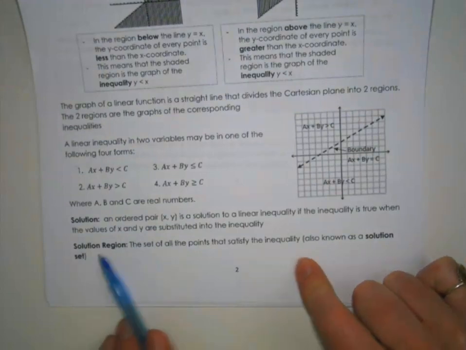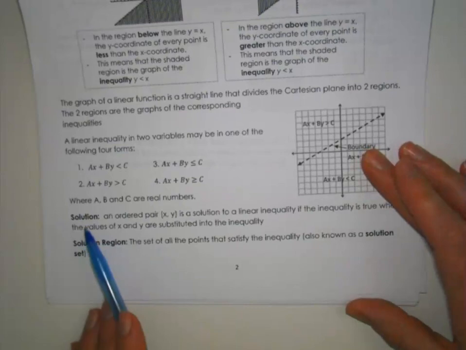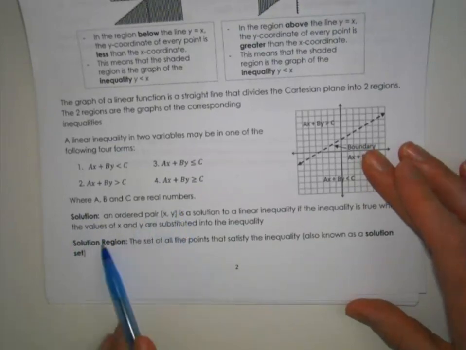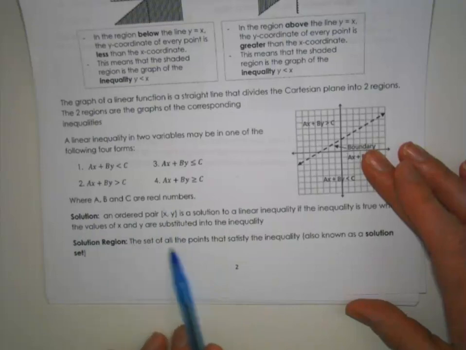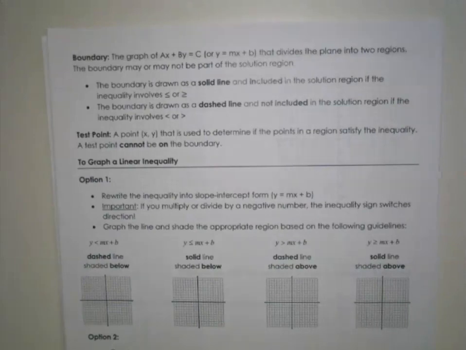Well, sorry. And there we go, right in the vocab. So maybe we should have been a little more clear with that. But basically, the solution is the actual points. The solution region is that shaded area where all the points inside of it will satisfy that inequality. Okay, so just a little bit of a distinction there between the two of those terms.